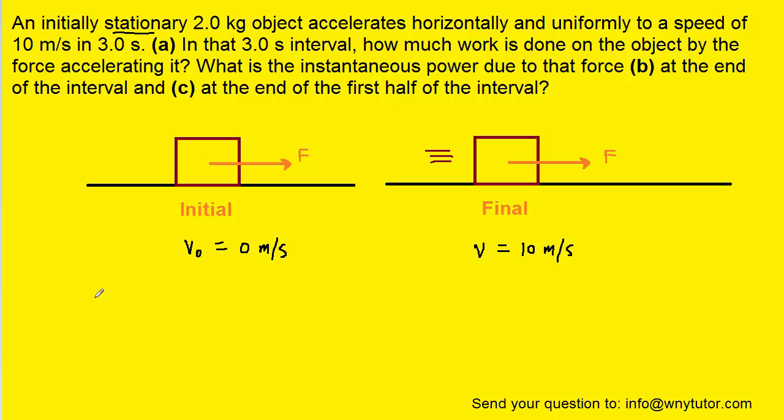which of course tells us that work is equal to the final kinetic energy minus the initial kinetic energy. Now, since initially the velocity was 0, we can knock out the initial kinetic energy term. And so we would be left with just the final kinetic energy. Now that, of course, is equal to 1/2 times the mass times the final velocity squared. So all we have to do is go and plug in the known values.